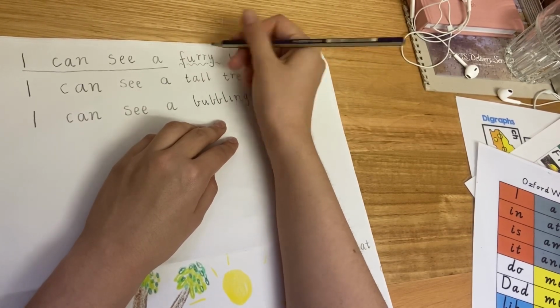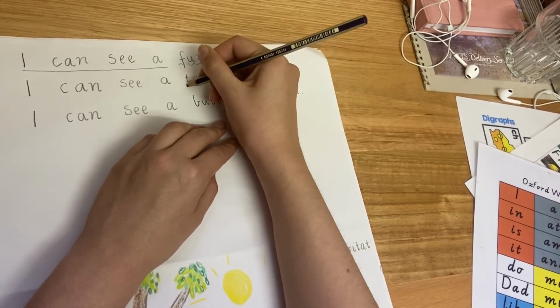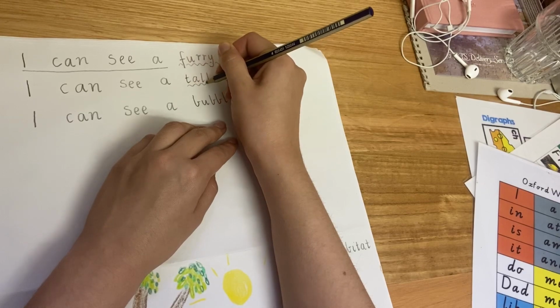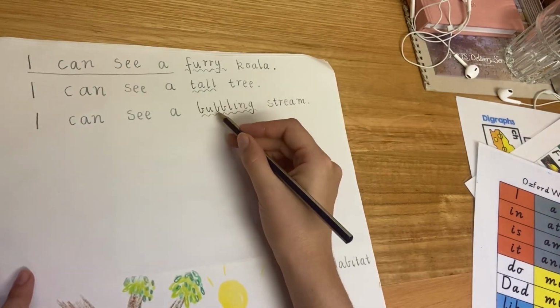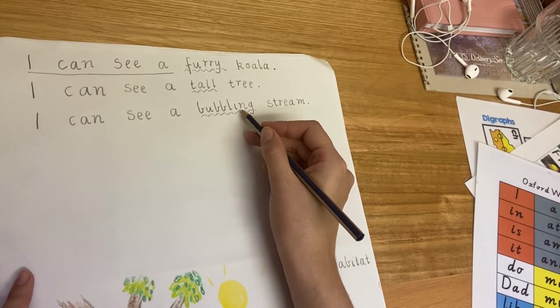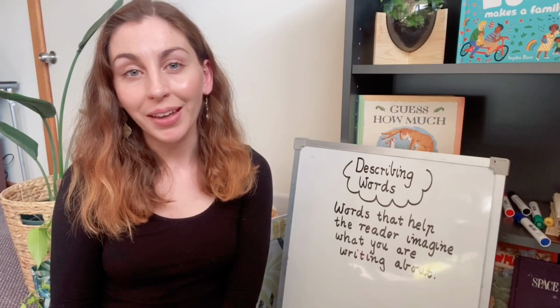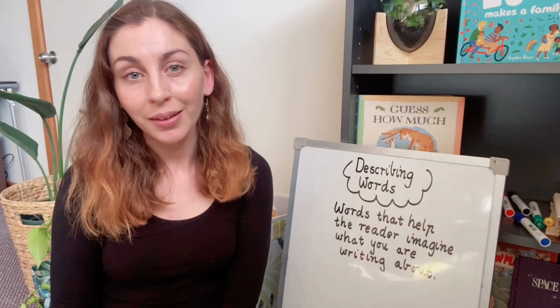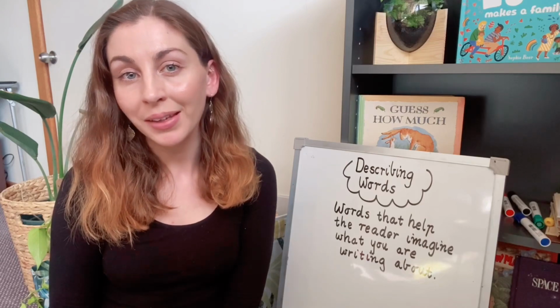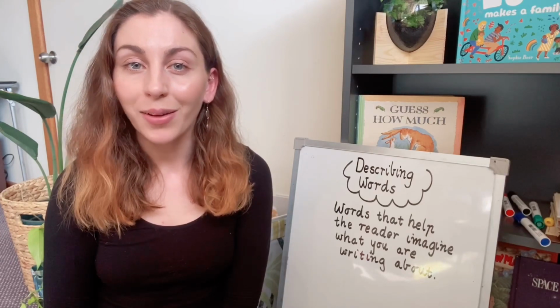Furry is a describing word. It's describing the koala. Tall is a describing word. It's describing the tree. Bubbling is a describing word. It's describing the stream. Thank you for watching the video today. Don't forget, try and use your describing words in your writing to make your writing really interesting and to make sure that your readers can imagine being in your habitat.